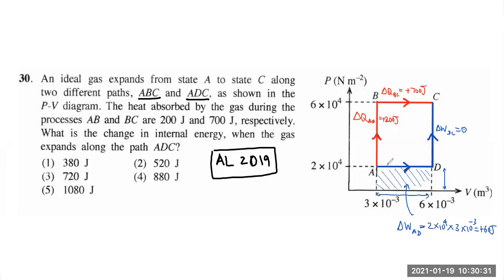So I know delta W ADC. Delta W ADC is going to be delta W AD plus delta W DC. We know delta W DC is zero. Therefore, it's 60 plus zero. Answer is 60 joules. That is the work done during ADC. They are asking for the internal energy change for ADC. So I need delta Q ADC.